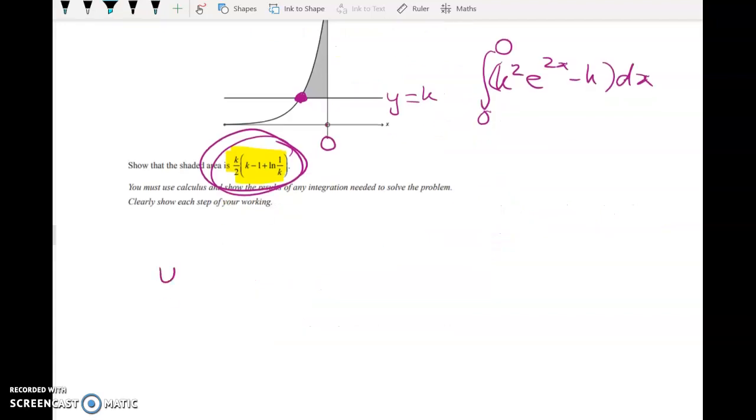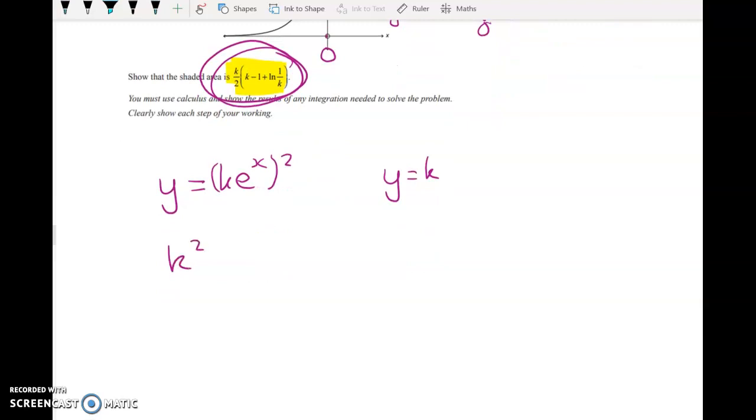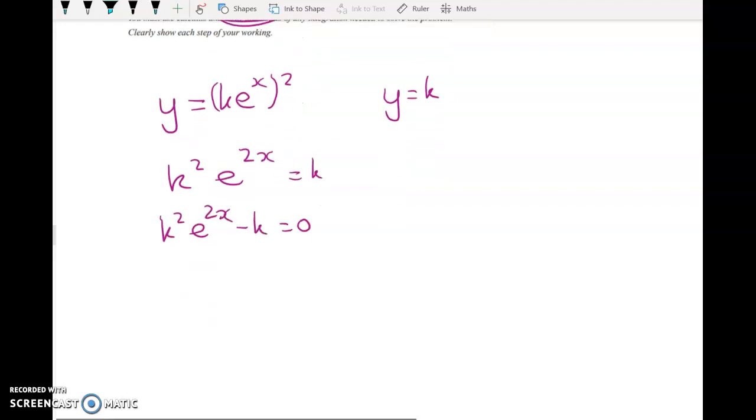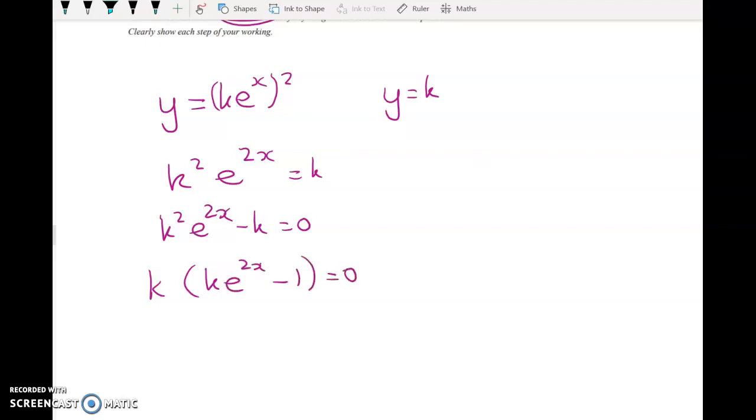Right, so the first part is that y is equal to k e to the x squared, and y is equal to k. So we're going to solve k squared e to the 2x equals k. Let's have everything on one side. And now we're going to factorize out the k. That makes complete sense because we know that one of our limits looked like it was 0. And now you can see that appearing in the algebra.